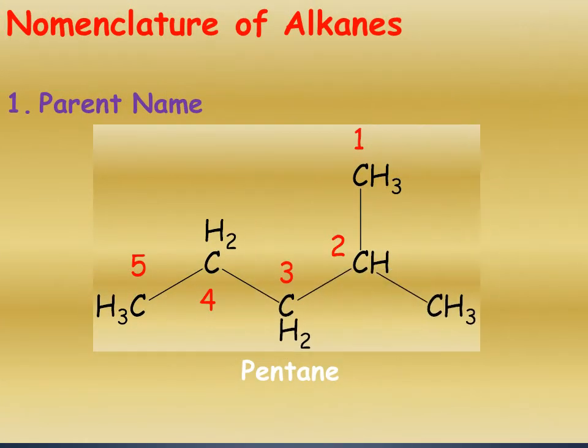Locate the longest continuous chain of carbon atoms in the structure. It will give us the parent name of that structure. For example, the given structure contains a longest continuous chain of 5 carbon atoms, so it is named as pentane.